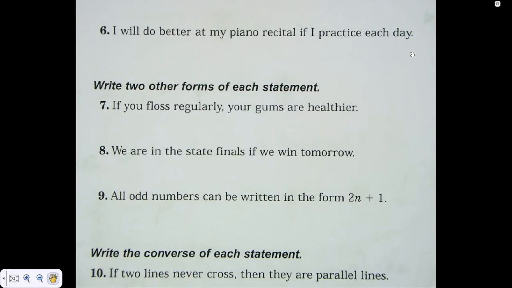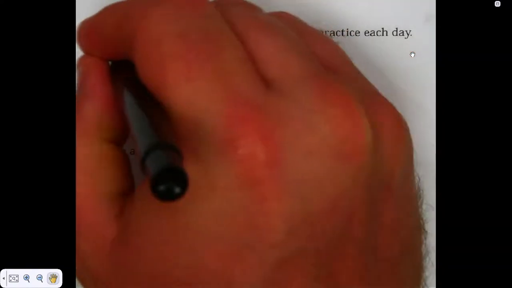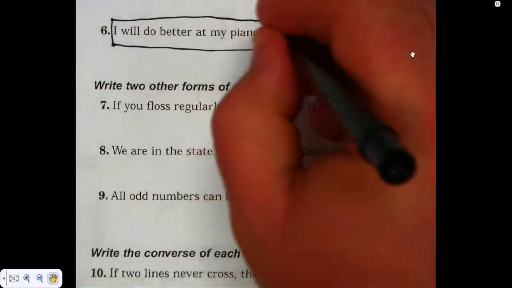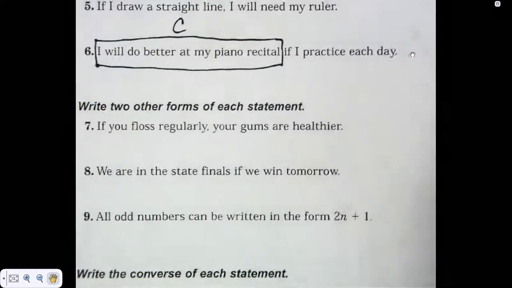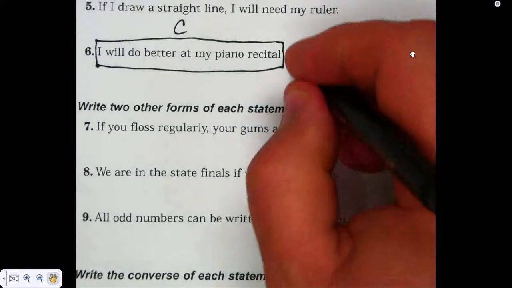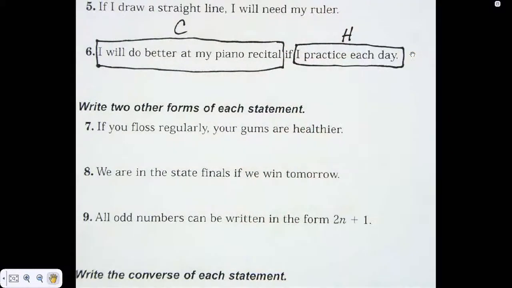Okay, if, what's the if? What are you going to do? What's the condition? I practice each day. What happens as a result? Then what? You will do better at your recital. So when you write this problem down word for word, when you box this in right here, and I'm just fine with you putting a capital C for what? Conclusion. And then you boxing that in or circling it and saying that is my what? Capital H for what?